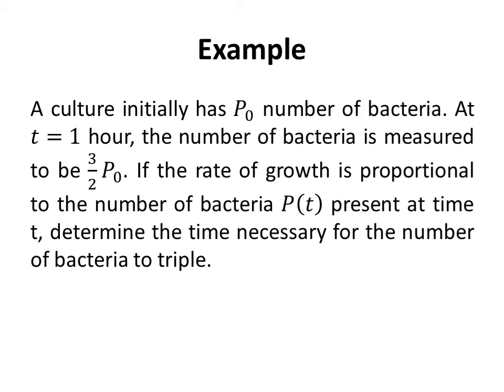Example: a culture initially has P naught number of bacteria. At t equals 1 hour, the number of bacteria is measured to be 3/2 of P naught. If the rate of growth is proportional to the number of bacteria P of t present at time t, determine the time necessary for the number of bacteria to triple.